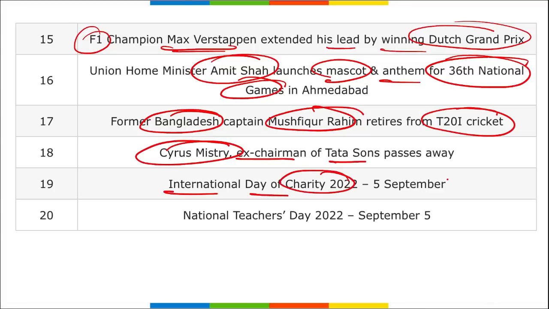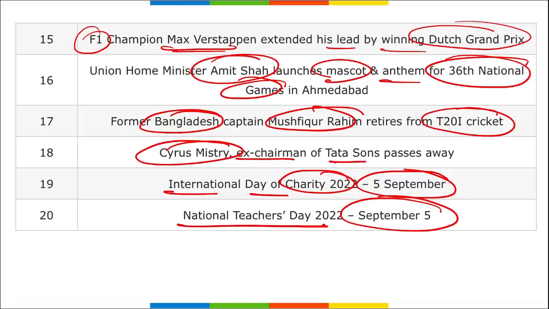International Day of Charity is observed on 5th of September, and on 5th of September only National Teachers Day is observed. International Day of Charity was observed in the memory of whom? Mother Teresa, and National Teachers Day is observed in the memory of Dr. S. Radhakrishnan, who was the first Vice President and the second President of India. So that's all for the day, friends.